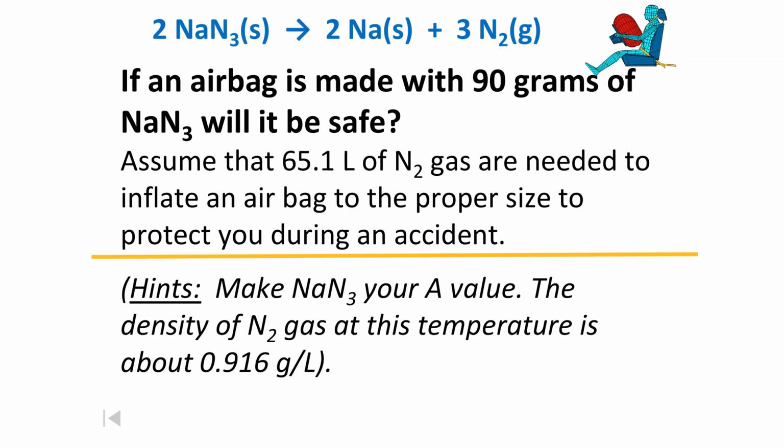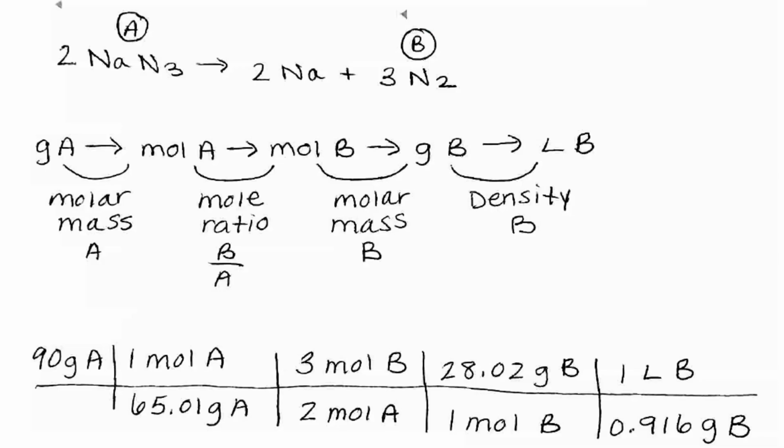All right, we are back. So here's our setup. We want to go from grams of A, which was given, and convert that to moles of A using molar mass. And then to get to moles of B, we have to use the mole ratio in the balanced chemical equation. And then once I have moles of B, I'll use the molar mass to get to grams.